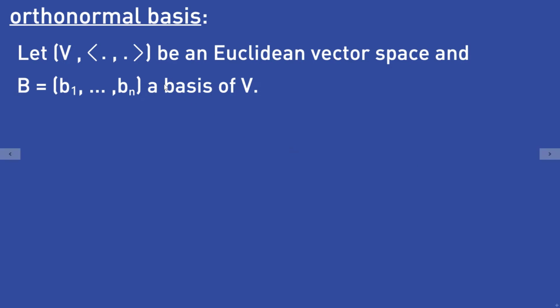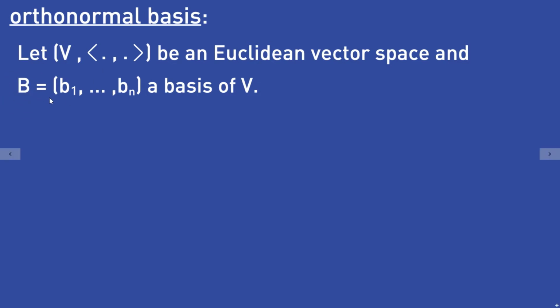So let V be a Euclidean vector space. A Euclidean vector space V is a vector space over the field of the real numbers together with a scalar product, which is denoted like that. A scalar product is a positive definite symmetric bilinear form.